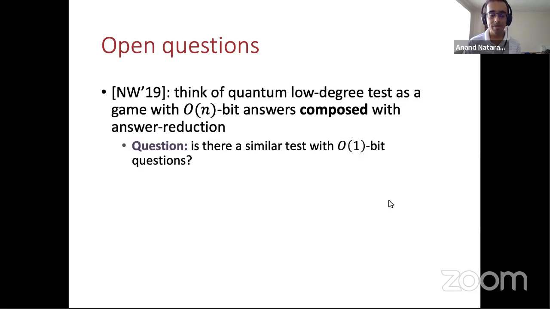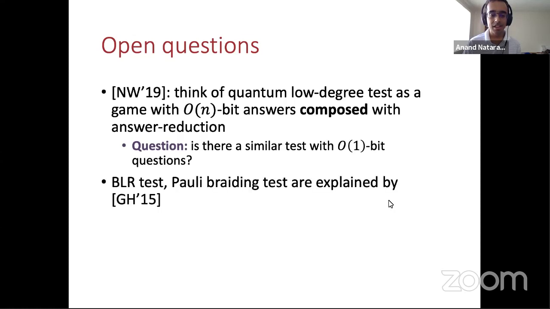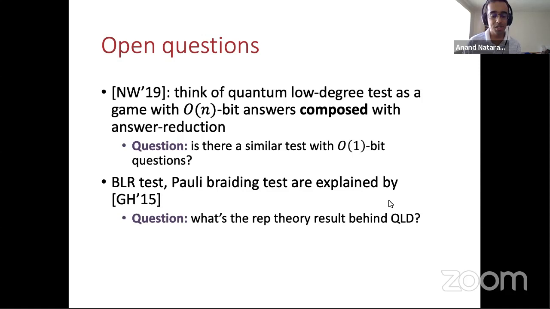So that basically concludes my talk, and I'll just leave up these 2 open questions. The open questions are essentially to understand the representation picture a little bit better, and also whether we can really push this approach to the limit and get, say, a test for n EPR pairs with constant size questions.